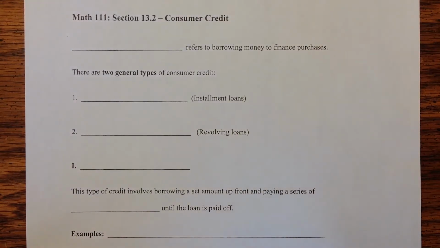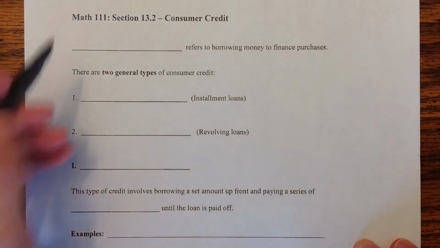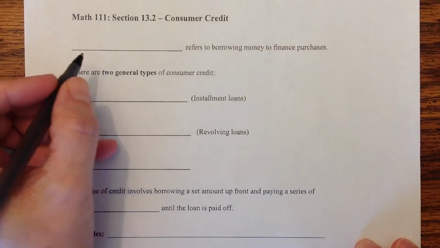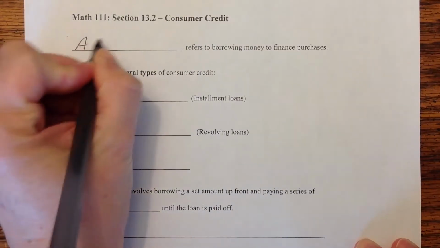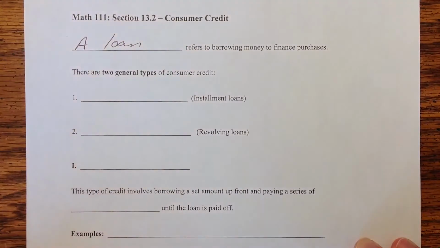We're starting section 13.2 on consumer credit. So we're going to learn various ways on how members of the society can borrow money to purchase things. So we're pretty much going to talk about different kinds of loans. So a loan refers to borrowing money to finance purchases.